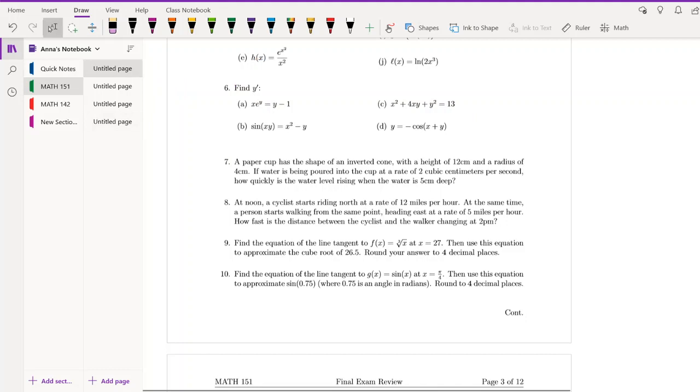But actually, sorry, I'll go back here for a second so we can read it. So it says, a paper cup has the shape of an inverted cone with a height of 12 centimeters and a radius of 4 centimeters. If water is being poured into the cup at a rate of 2 cubic centimeters per second, how quickly is the water level rising when the water is 5 centimeters deep?